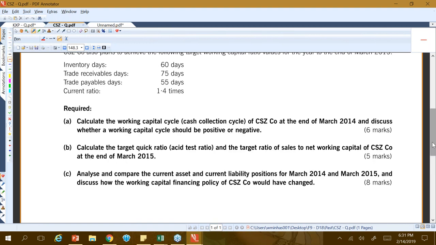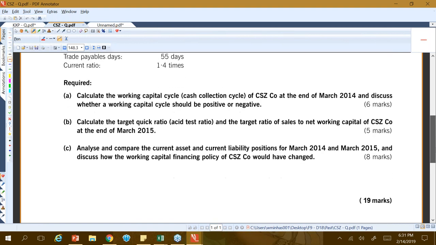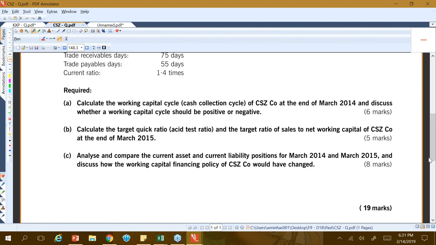I just cropped this question. This was fully a 25 marker, but it had areas which are no longer examined as part of section C, so I've removed them. The requirements here are to calculate the working capital cycle or the cash collection cycle of CSC at the end of March 14, and discuss whether a working capital cycle should be positive or negative.